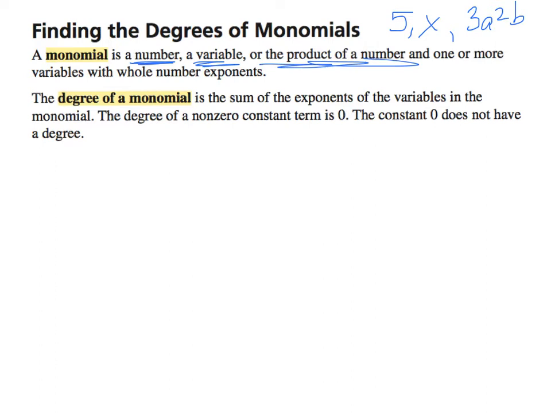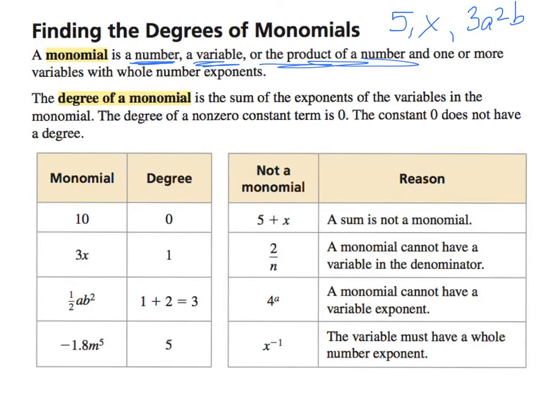Now here's the easy part. The degree of a monomial is just the sum of the exponents of all the variables. The degree of a non-zero constant, that means, for example, 7, has the degree of 0, and the constant 0 has nothing. Let's look at all of these examples in your chart.